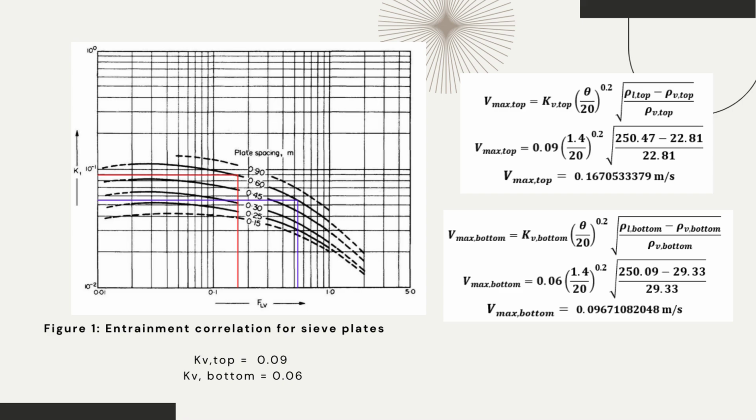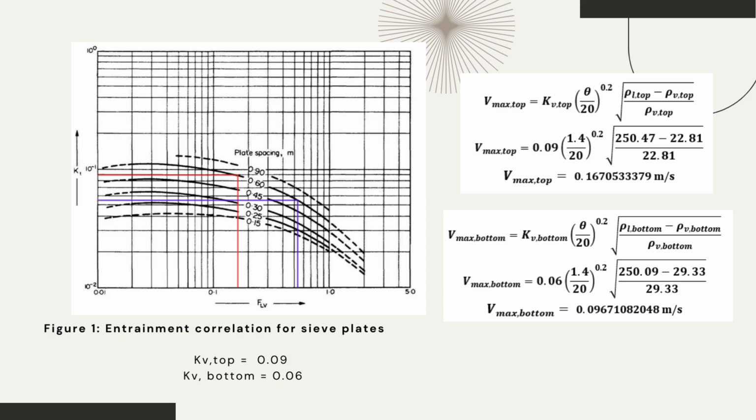So moving forward, after we solve for the flow factor of top and bottom, we will use the entrainment correlation for C plates, assuming that our plate spacing will be at 0.60 meters. So the red line indicates top at 0.09 and the purple for the bottom is at 0.06. So after we obtain the KV for top and bottom, we can now solve for the maximum volumetric flow rate or the Vmax for the top and bottom of the column as well.